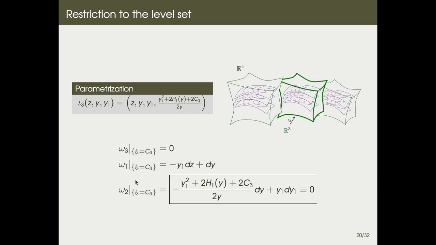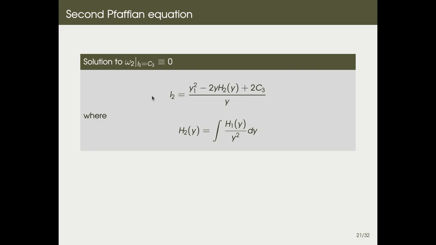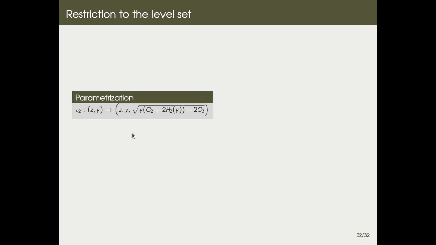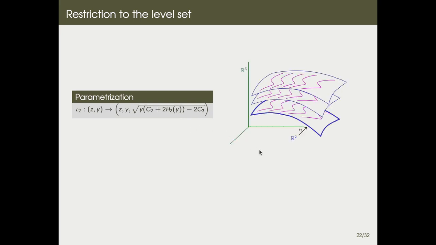And now we focus on the one form omega 2, which gives rise to the second Pfaffian equation we must solve. A solution to this Pfaffian equation is this function here, and we focus as before on the corresponding level sets, now I2 equals C2. We find again a parametrization for this new level set. Now it is 2-dimensional, only z and y, and it lets us go deeper inside the structure of foliations, this kind of flag of foliations.